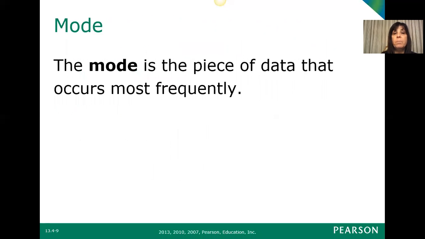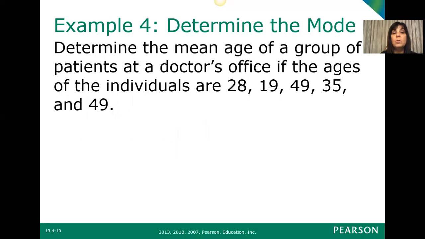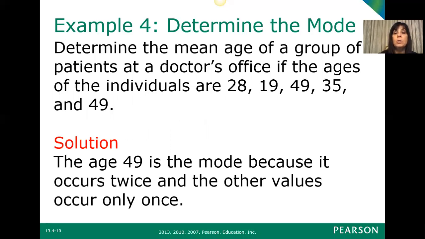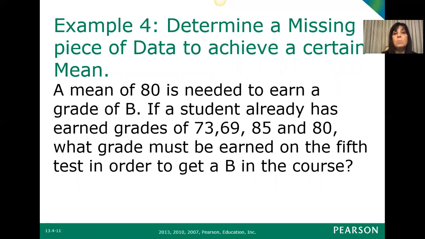The third measure of central tendency we're going to talk about is called the mode, and that is the piece of data that occurs the most frequently. So if I look at these pieces of data, 28, 19, 49, 35, and 49, we see that the 49 occurs twice. The other ones only occur once. So again, a mode will be the thing that occurs more frequently than other pieces. So 49 in this case is considered to be a mode.